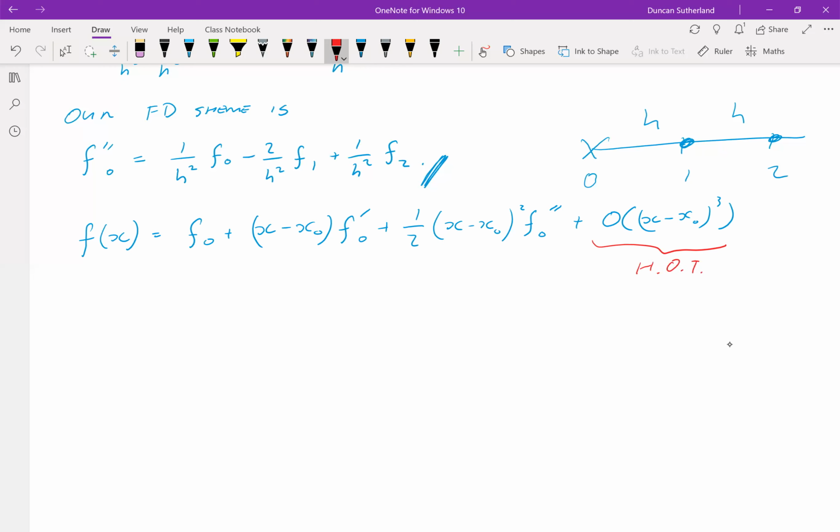Okay, so let's write this out now and see what happens to our higher order term when we plug this approximation into our finite difference scheme. So we'll write out what f1 is. x naught plus h, right? We move to x naught plus h minus x naught. That just gives us an h. This will give us an h squared thingy. This will give us something of order h cubed. Okay. f2 is very much the same.